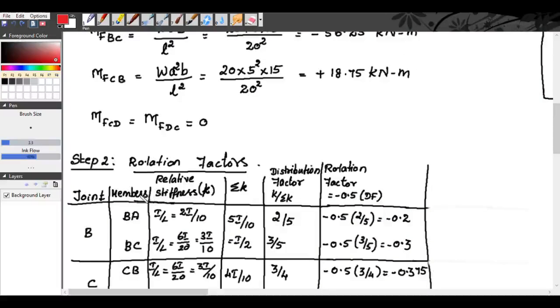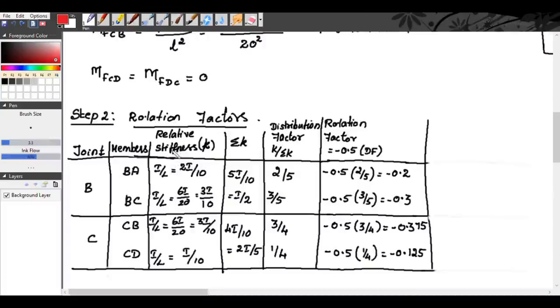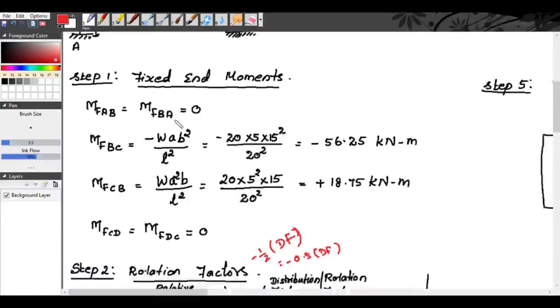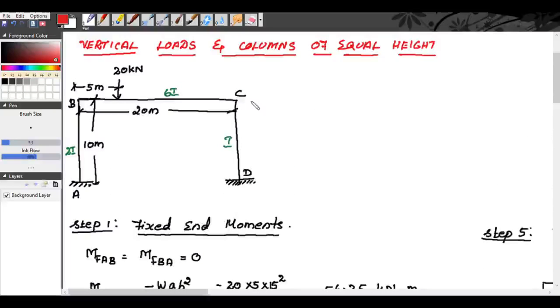Now, we will move on to the second step. Step 2 is we have to find the rotation factors. So, we know rotation factor is nothing but minus half of the distribution factor. That is minus 0.5 times the distribution factor. So, this distribution factor and rotation factor are determined for the joints, the joints where more than one member meets. So, we have joints B and C where more than one member meets.